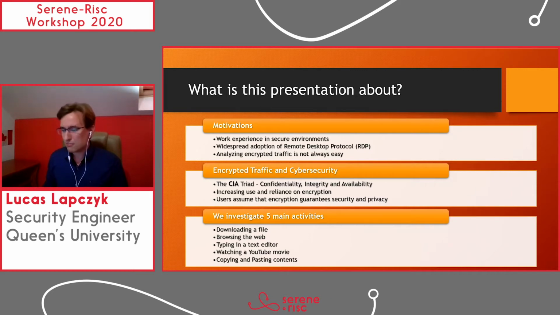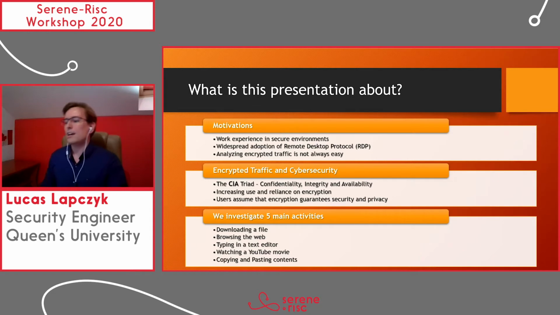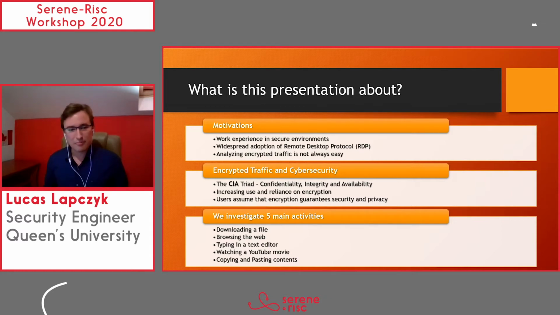Encrypted traffic nowadays is growing. It's available pretty much everywhere. The role of cybersecurity is often called to protect the CIA triad: the confidentiality, integrity, and availability of systems, networks, communications, data, whatever. There is an increasing use and reliance on encryption, and for that reason, users often assume that encryption guarantees security and privacy of their communications, which unfortunately is true only to a certain extent, as I will explain in a few minutes.